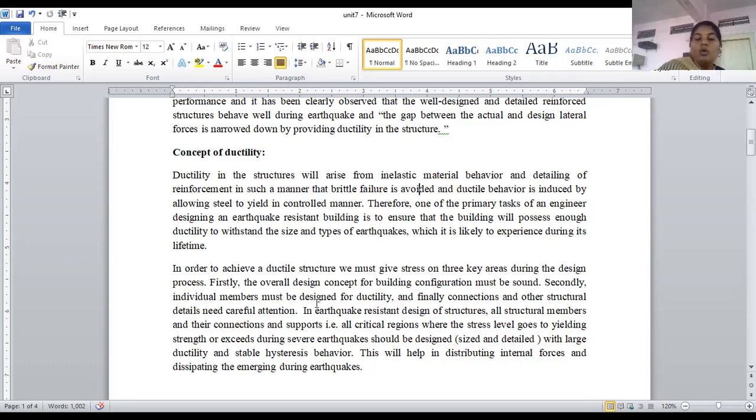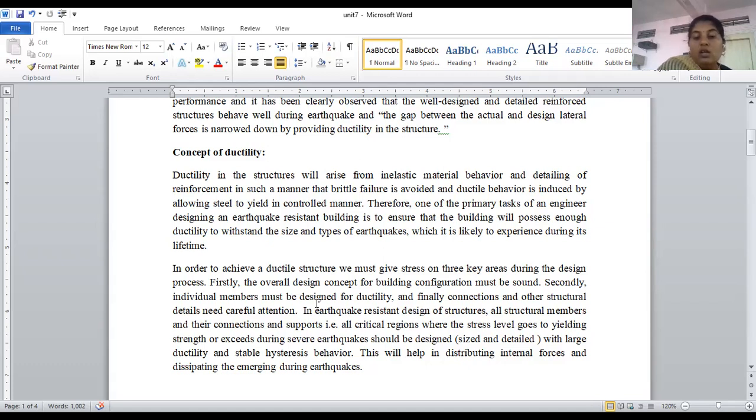I hope all of you have understood this parameter. These three parameters are very important to understand the ductile detailing of RCC members, and for that purpose we have to make sure that the configuration should be sound. Second, the individual member should be designed with the ductility parameters, and last, the connections between the slabs and beams should be strong connections.